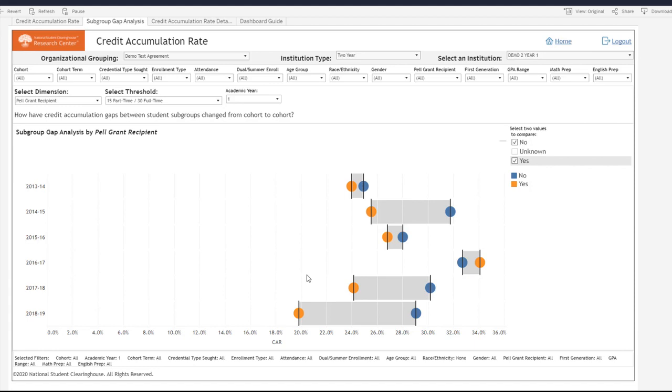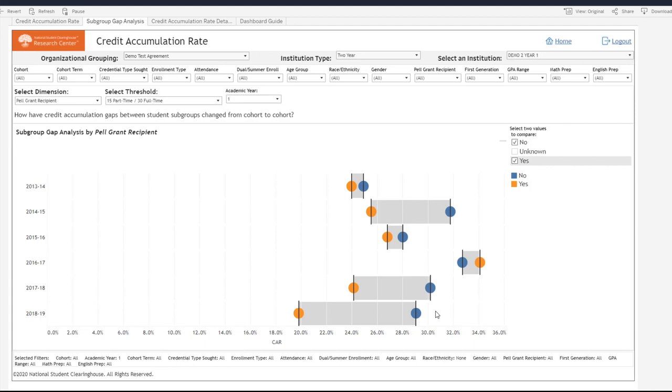A third interesting finding is how the gap has progressively widened from 2016-17 to 2018-19. Hovering over the orange marker in 2016-17, we find the achievement gap was 1.4 percentage points. Hovering over the blue marker in 2017-18, we find the achievement gap was 6 percentage points. And in 2018-19, the gap was 9.2 percentage points. And a fourth finding is the overall decline in the credit accumulation rate for both student populations.